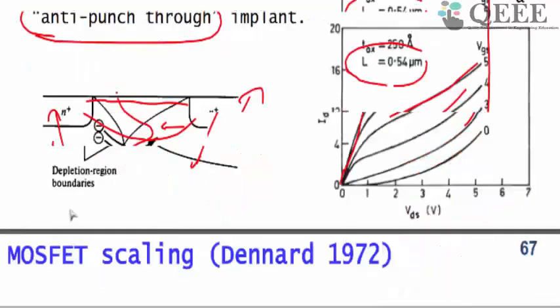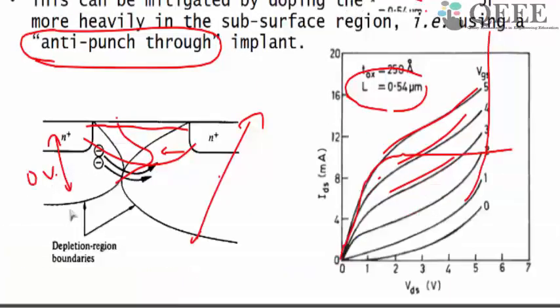So these are some of the short channel effects. You need to keep this in mind if you are interested in scaling the transistor size. Maybe I will stop here. I will take up some questions, then I will continue.